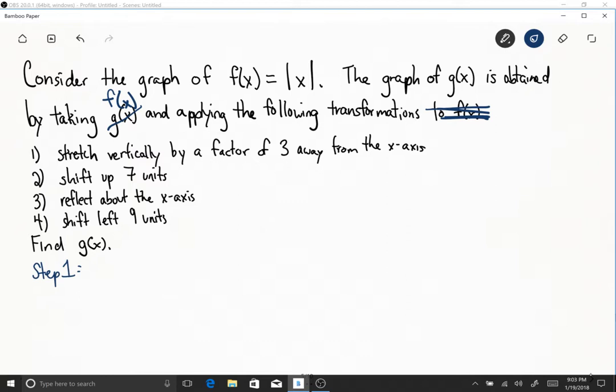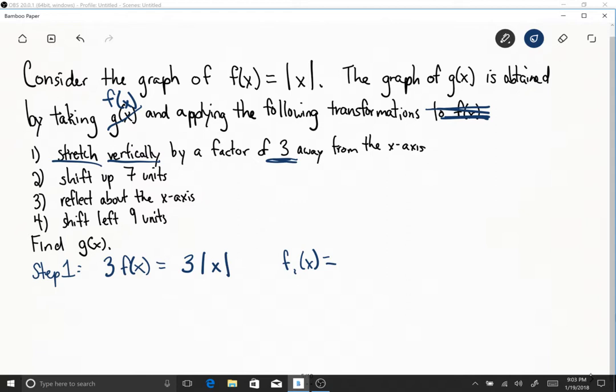What do we do to f of x to stretch vertically? Well, if you think about it, we're going a factor of 3, so that means we go on the outside of f of x and we go 3 times f of x. So what does that look like? Well, 3 times f of x equals 3 times the absolute value of x. Now I'm going to call this new function f1 of x. So f1 of x equals 3 times the absolute value of x. That's a 1. Don't let your eyes fool you there. That's a perfectly drawn 1. So now step 2.